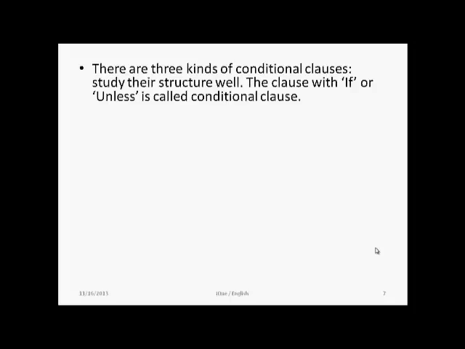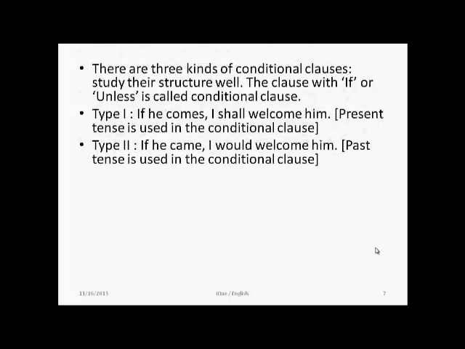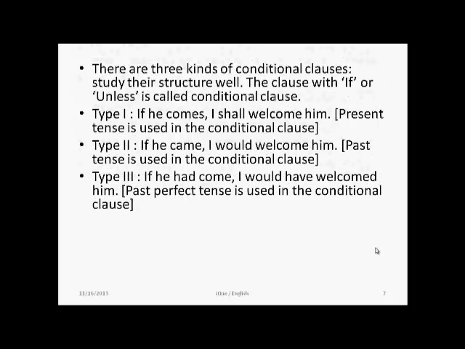There are three kinds of conditional clauses. Study their structure well. Remember, the clause with the word if or unless is called the conditional clause. So type 1, where the present tense is used in the conditional clause, we write, if he comes, I shall welcome him. Type 2 is the past tense being used in the conditional clause. So the correct way to write would be, if he came, I would welcome him. And type 3 is the past perfect tense being used in the conditional clause. We say, if he had come, I would have welcomed him.